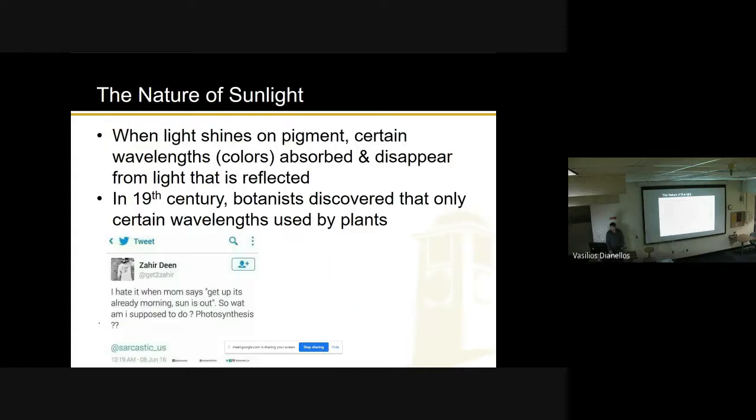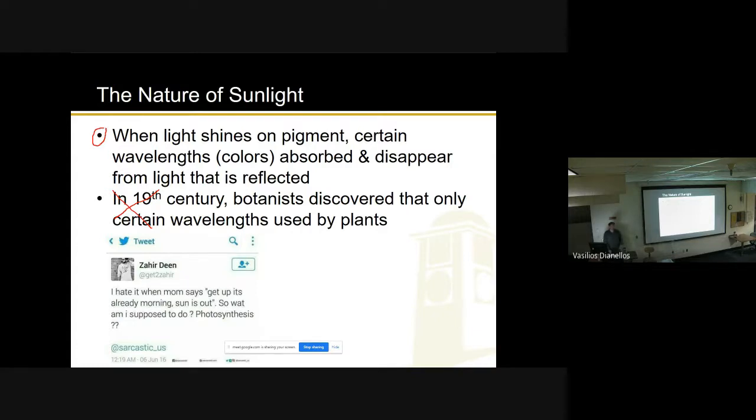Should be pretty simple. When light shines on a pigment, certain wavelengths or colors are absorbed and others are reflected. You already know that. I keep saying it. Talked about Valencia's yellow shirt and these yellow chairs. Same thing. And it was in the 19th century the botanists first discovered that only certain wavelengths are used by plants. I'm going to put an X through that bullet point. I'm not going to be asking you that detail. And again, this bullet point, we keep saying it, right? Whatever's reflected off, that's what the color is.